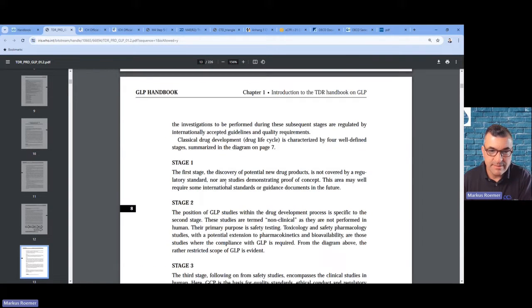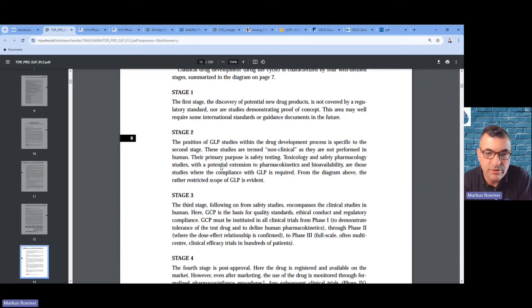You will also find here some descriptions. Stage 2, the position of GLP studies within the drug development process is specified to the second stage. These studies are termed non-clinical as they are not performed in humans. So if you go to a GLP facility, they often call it a facility, you might get this smell of rabbits and other animals. Like if I go with my little boy to a zoo shop, and then you have this very typical smell in your nose.